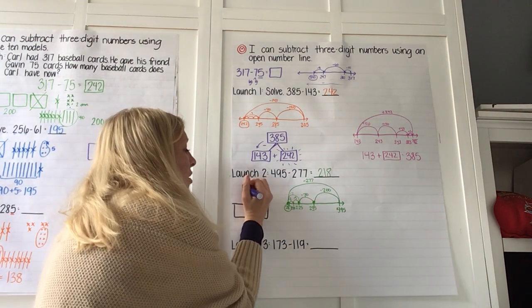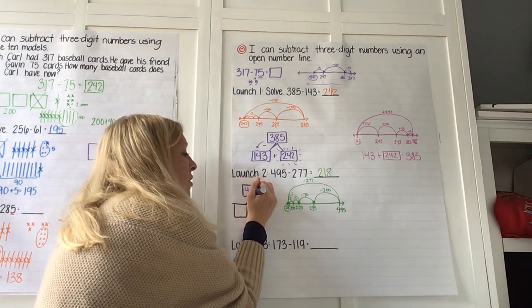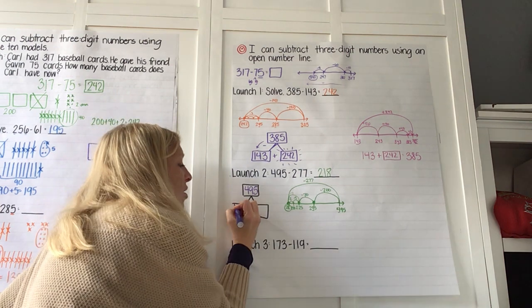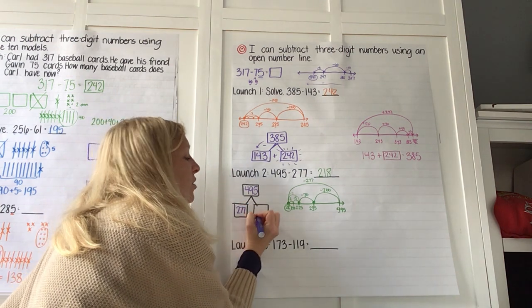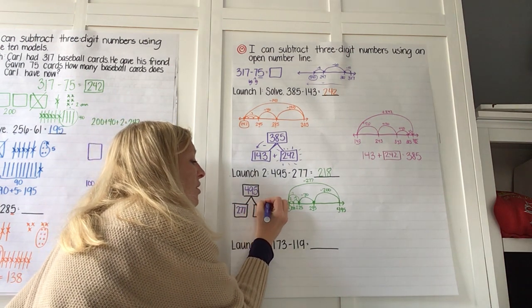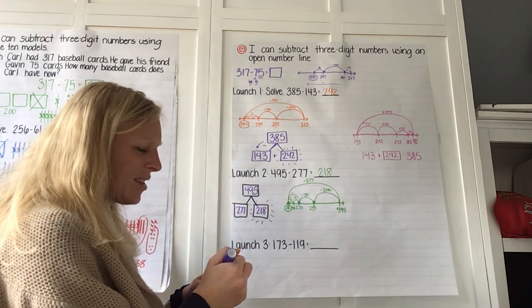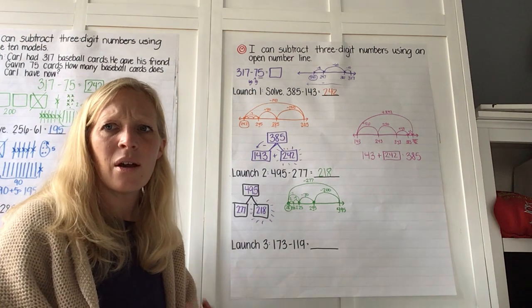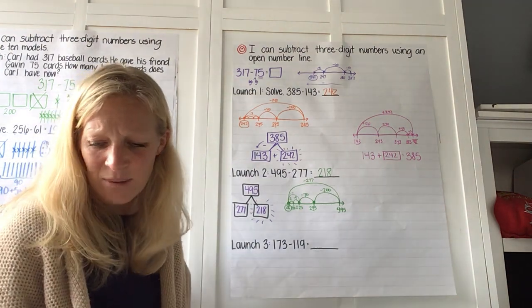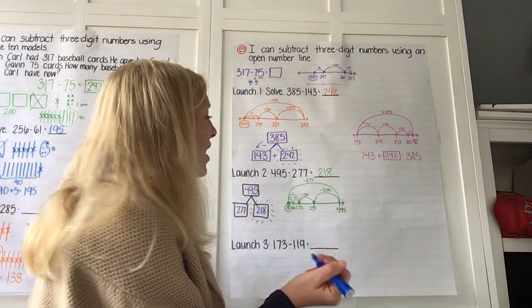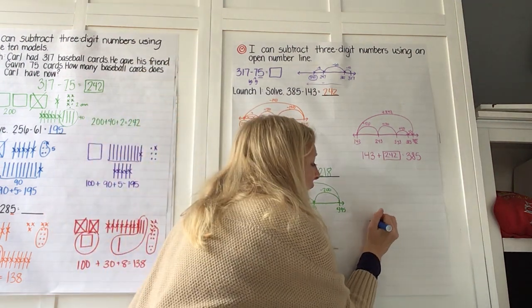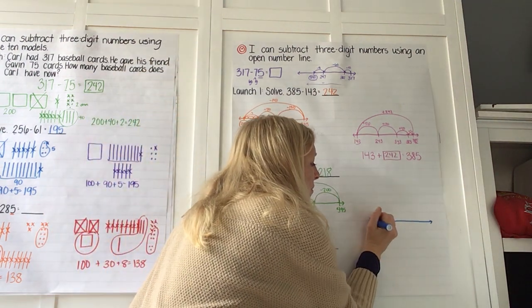Okay, so we have our whole, 495. You're taking away a part to find that unknown part. There's that unknown. So how can we find that unknown if we're adding? Because I saw some friends getting wild and woolly and doing that. How would that look if we were adding? Where are we going to start?